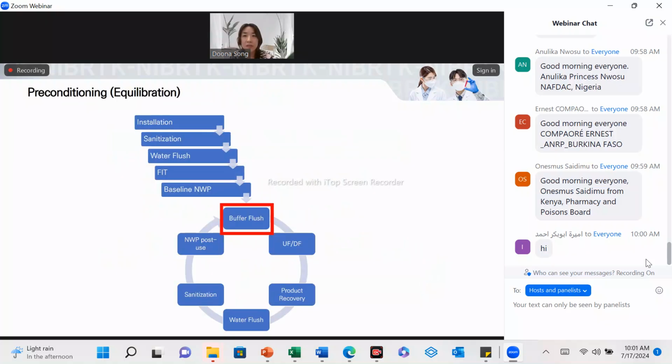The next step is buffer flush, which is the same as equilibration. The purpose of equilibration is to precondition the filters before introducing product. The membranes are equilibrated using buffer solution. This ensures the protein is not exposed to very different pH or ion strength conditions.